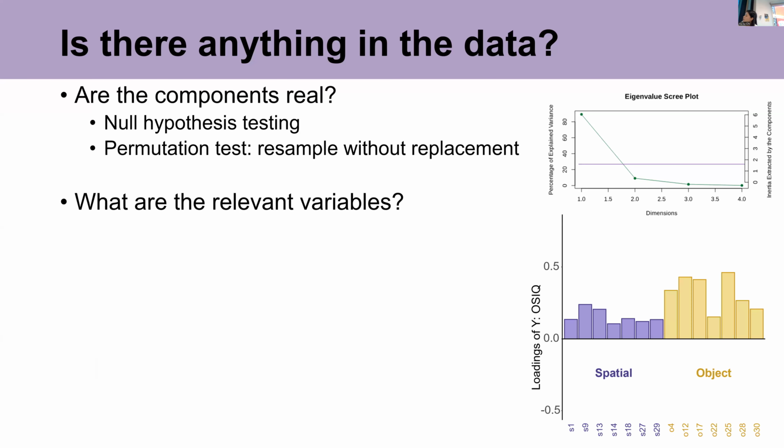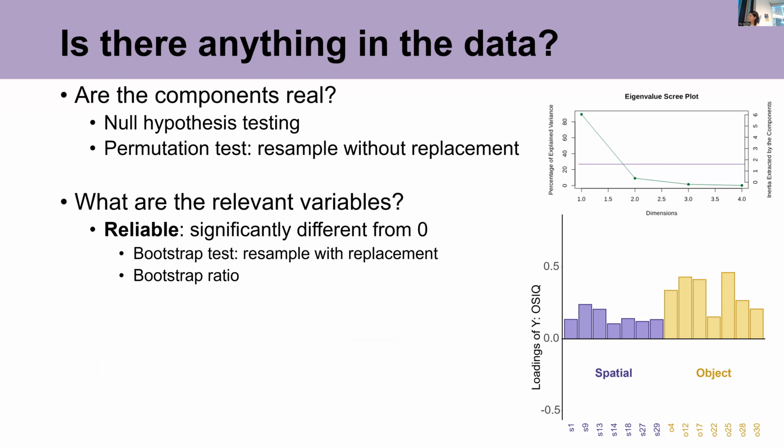Okay. The other thing we want to look at is the pattern of loadings. We know the patterns, but are they all equally important? Do they actually mean anything? Do I need to care about everyone? So we want to look at how reliable each of these loadings are. So are these bars significantly different from 0? We're going to use Bootstrap to look at that, and we'll go into more details of that later.